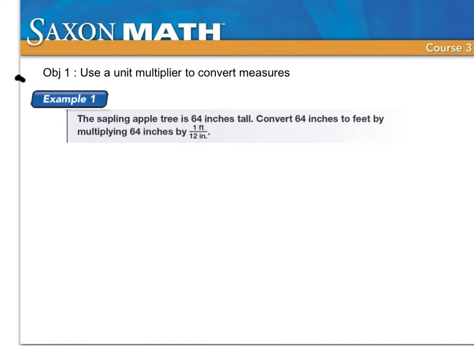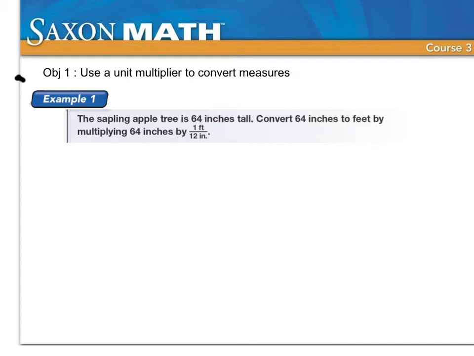Objective 1 up here is to use a unit multiplier to convert measures. So we're going to convert between one measure and another using a unit multiplier. So example 1 says the sapling apple tree is 64 inches tall. Convert 64 inches to feet by multiplying 64 inches by 1 foot over 12 inches. This is our unit multiplier because 1 foot is equivalent to 12 inches.